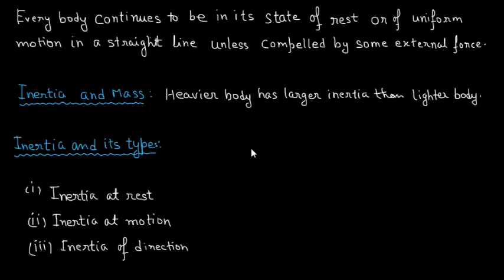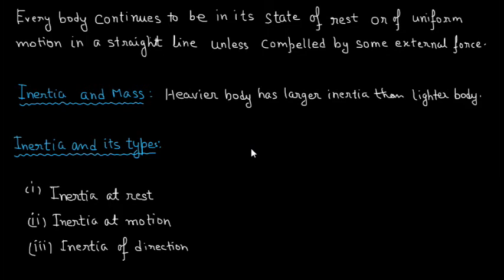Let us try to see a few of its applications. When a car makes a sharp turn at a high speed, the driver tends to get thrown to the other side due to the directional inertia. When the car is moving in a straight line, the driver tends to continue in straight line motion.